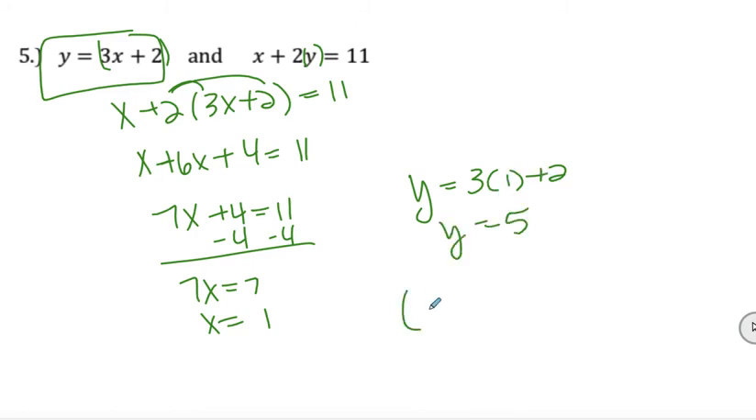Again, write my answer as an ordered pair. Plug this back in. 1 plus 2 times 5. 1 plus 10 is indeed 11.